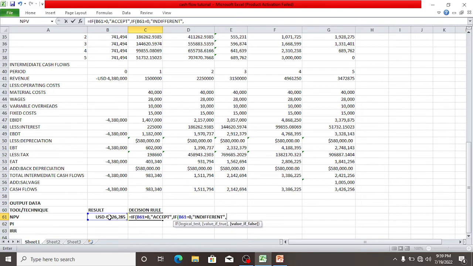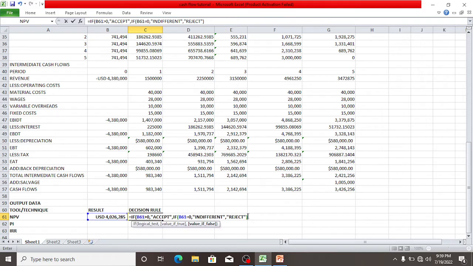That is, if it is less than 0, you reject. So how many ifs do we have? 1, 2, meaning I'm going to close with 2 brackets. An if statement must have an opening bracket and a closing bracket. Then I hit enter.